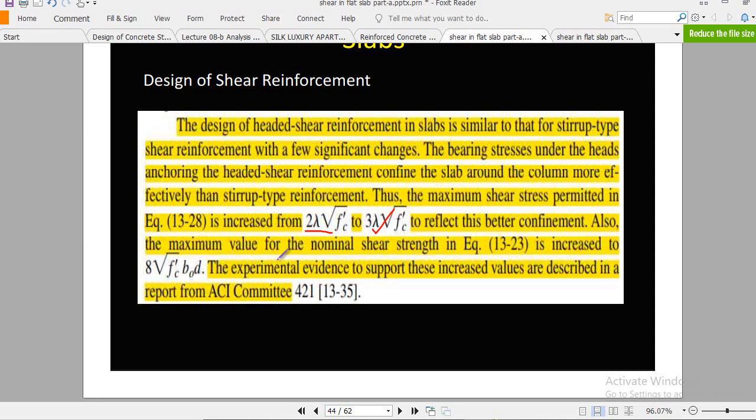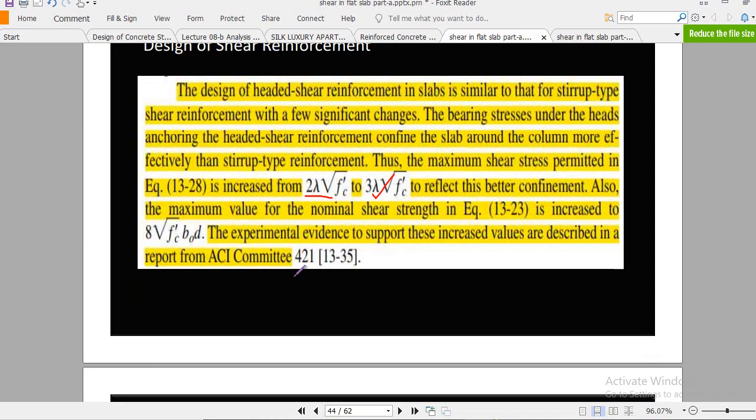Okay. And as in the case of stirrups, we have to consider 6 times root Fc prime beta naught into d. But in the case of shear studs, we will replace that 6 by 8. Okay, so a higher value.